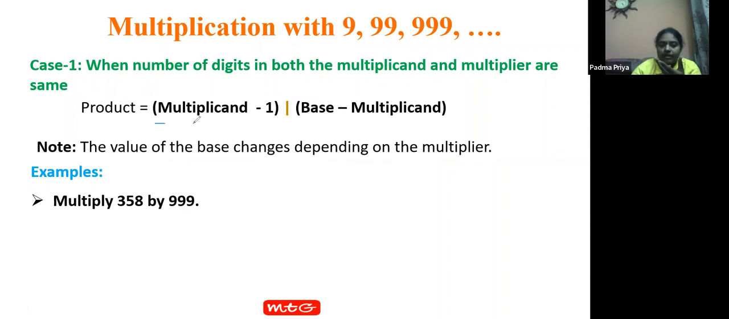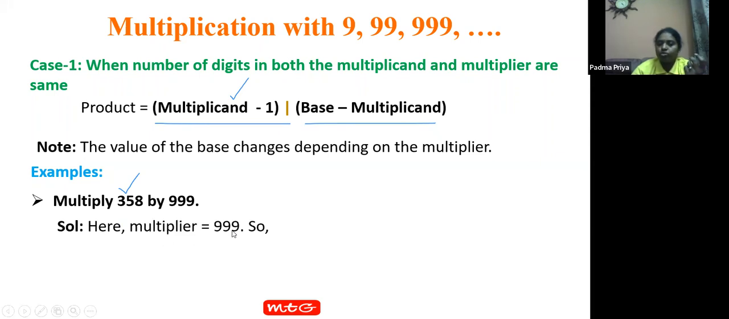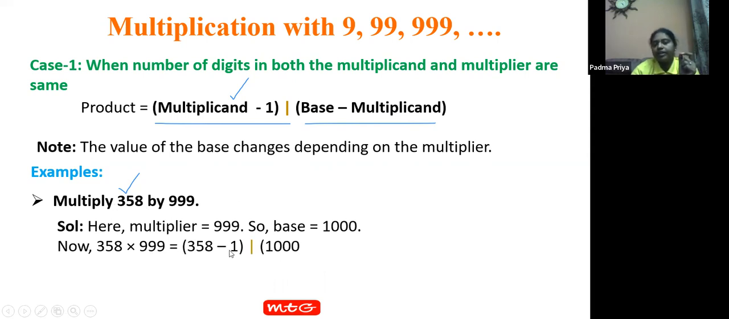The product will have two parts: this is the left side and this is the right side. In the left side, whatever the multiplicand is, you should subtract 1 from it. So 358 minus 1. Here the multiplier is 999, so the base is 1000. This is a very, very important point to remember. First, you should be able to identify the base. The second step is 358, the multiplicand, reduced by 1. And the second part is base minus multiplicand: 1000 minus 358. Now, 358 minus 1 is very easy for you. Why? It is just the predecessor, you can write it orally.